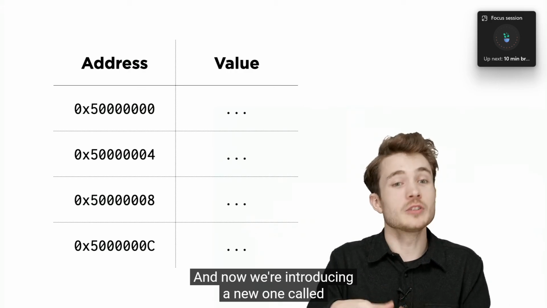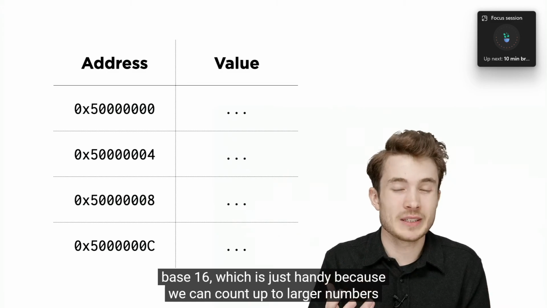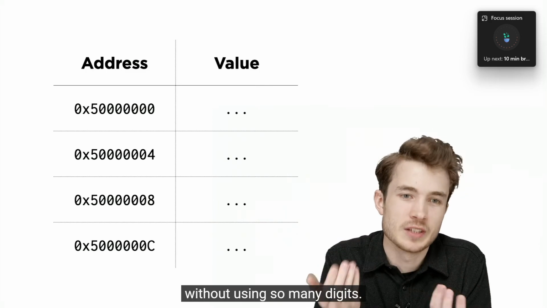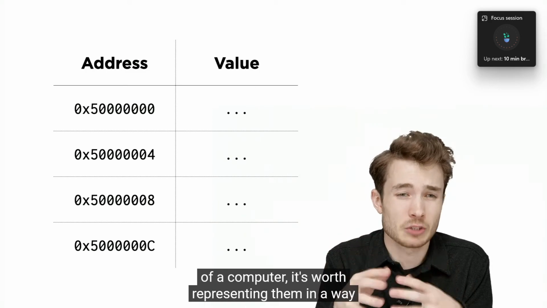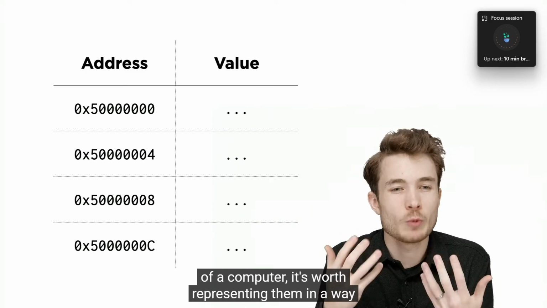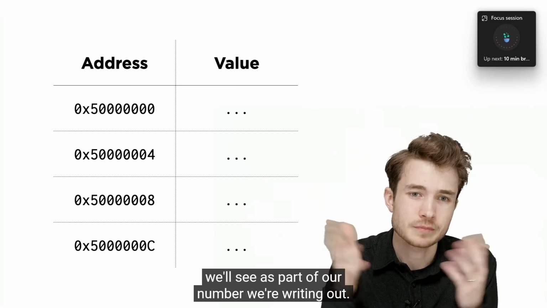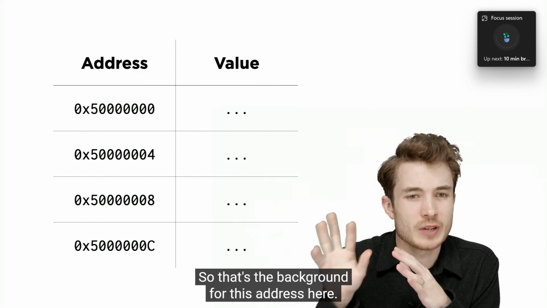And now we're introducing a new one called base 16, which is just handy because we can count up to larger numbers without using so many digits. Like if we're talking about the many billions of bits inside of a computer, it's worth representing them in a way we can count pretty high with fewer actual digits in the number we're writing out. So that's the background for this address here.